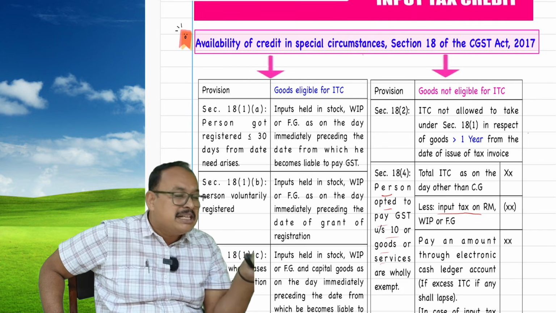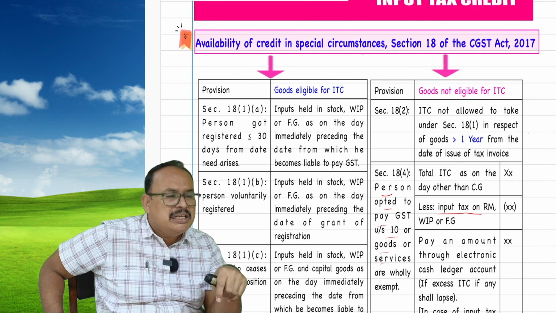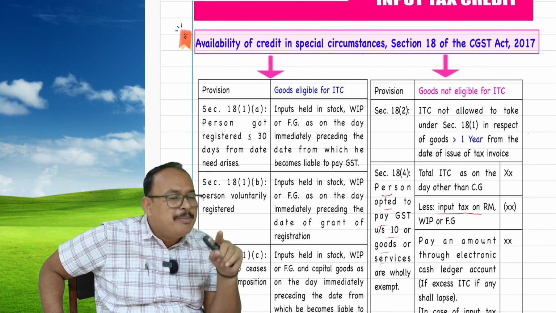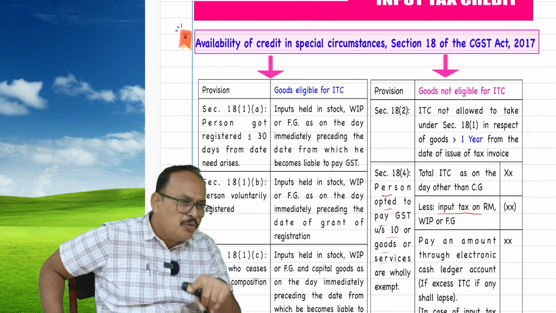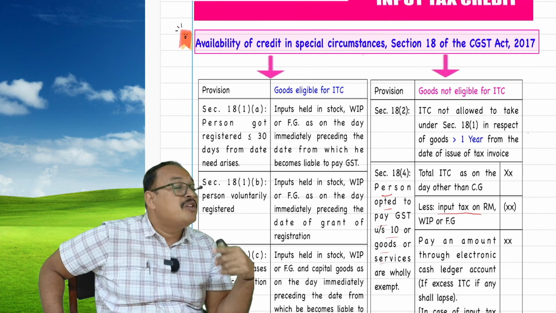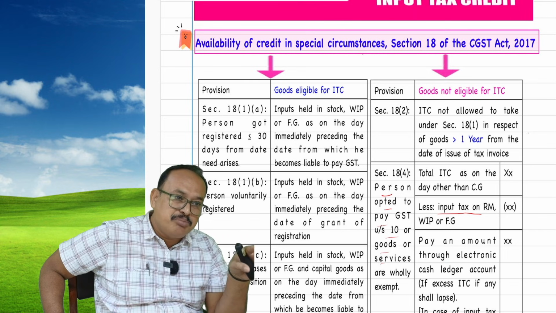Time limit is there. Coming to section 18 subsection 1 clause C, which talks about a person who ceases to be a composition taxpayer. So far I am a composition taxpayer, a registered person only, but now switching over to the regular scheme. Can I avail ITC? Yes.